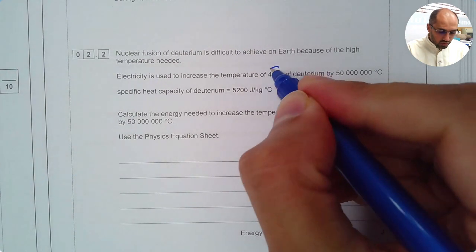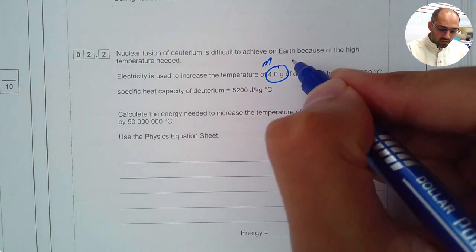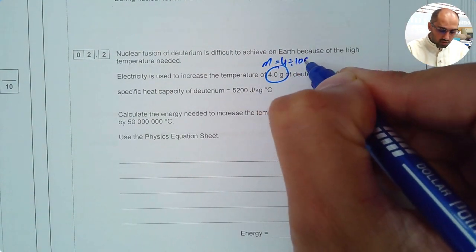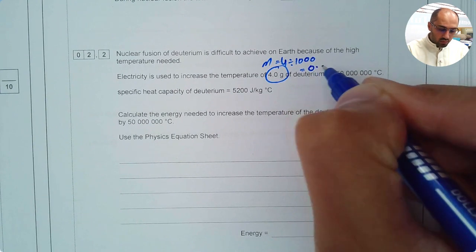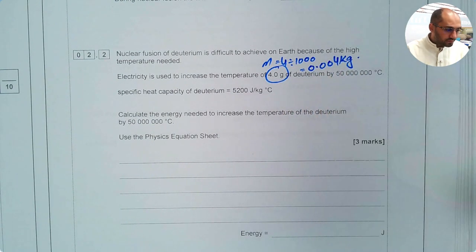This is the value of mass. I can't use mass in grams. I'll have to change it to kilograms. So I'll have to do 4 divided by 1,000. This will leave me with 0.004 kg.